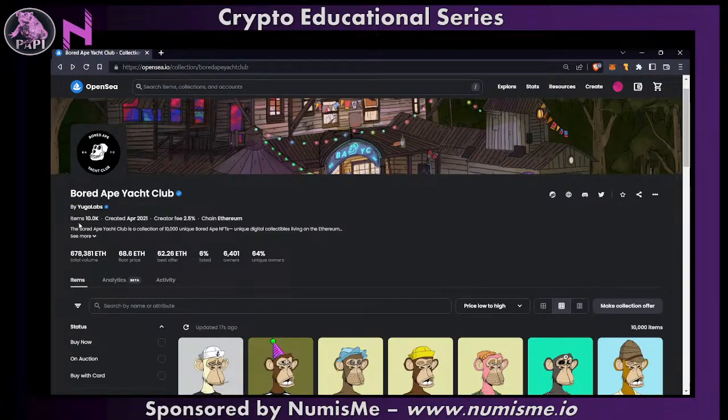You're going to see a little bit of information about the project in terms of how many items are in this collection. So Bored Apes, there's 10,000 Bored Apes, and that was created in April of 2021. Now it says creator fee. Creator fee is 2.5%. And what that means is every time you buy or every time you sell a Bored Ape, 2.5% of that goes back to Yuga Labs as a creator.